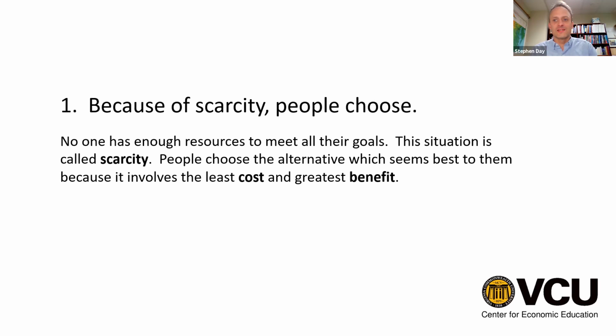So we have 6 concepts in the basic economic way of thinking. I'm going to tell you all 6. The first one is, because of scarcity, people choose. Scarcity is the situation where we don't have enough resources to meet all of our goals.